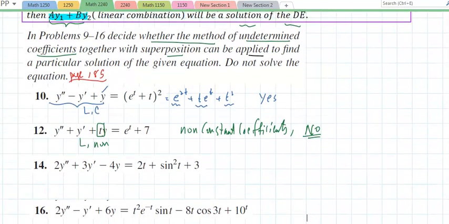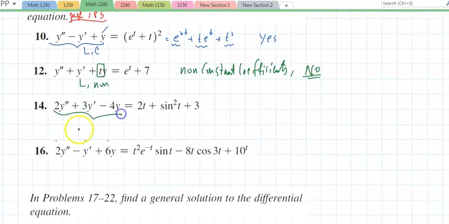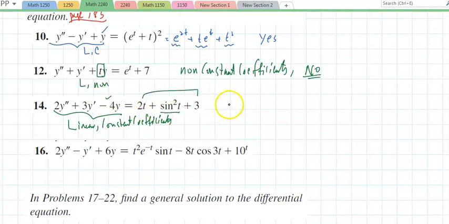Looking at number 14, at first glance, you say, hey, look at that, that's linear and constant coefficients. Right? So this checks. 2t plus 3 is a polynomial, that's very good. Sine squared, we have a problem. But if I think of sine squared as 1 minus the cosine of 2t, divided by 2, then yes, I can. Because cosine of 2t I could figure out. Cosine cubed I can do.